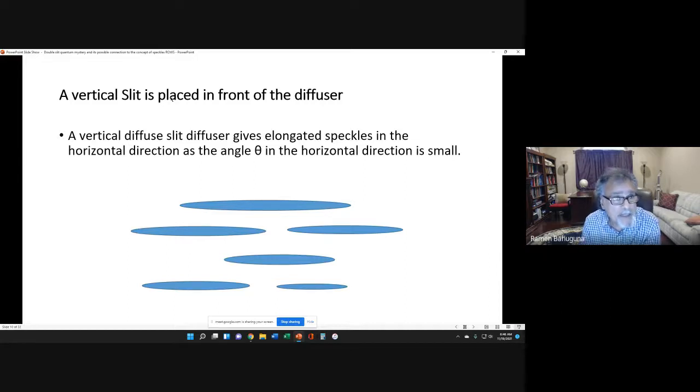Now, let's say we place a vertical slit in front of the diffuser, and we have the laser light shining on it. Because of diffraction, the speckles get elongated. Theta becomes smaller in that dimension because the slit is confined to a small width. So theta becomes small, and lambda over theta, which is the speckle size, gets elongated in the horizontal direction. Now, some are larger in elongation, some are smaller.